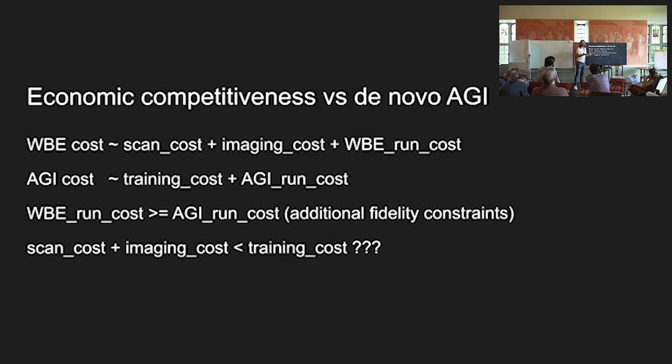I think that's reasonable, because it seems very unlikely that whole brain emulation technology would be more efficient than AGI that uses the same principles, since you're adding an additional constraint of fidelity. So that reduces to scan cost plus imaging cost less than training cost. And I'm just going to focus on imaging cost less than training cost for the most part.